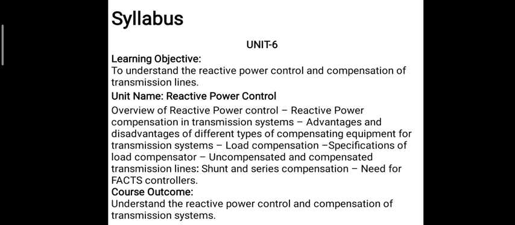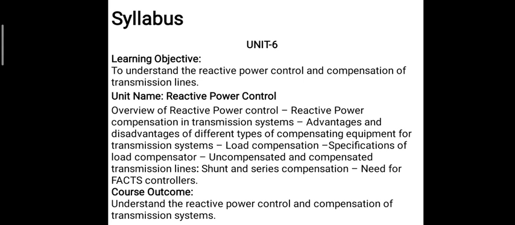So the topics under reactive power control are an overview of reactive power control, that is what reactive power control is and what problem will occur if there is any change in reactive power, and how reactive power compensation is possible in transmission systems, and the advantages and disadvantages of different types of compensating equipment for transmission systems, with both compensated and uncompensated cases. Also why load compensation is required and how it will be done, and the specifications of a load compensator, and uncompensated transmission lines and compensated transmission lines, that is shunt and series compensation.